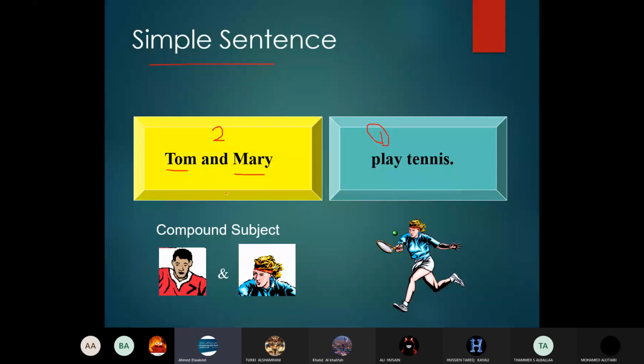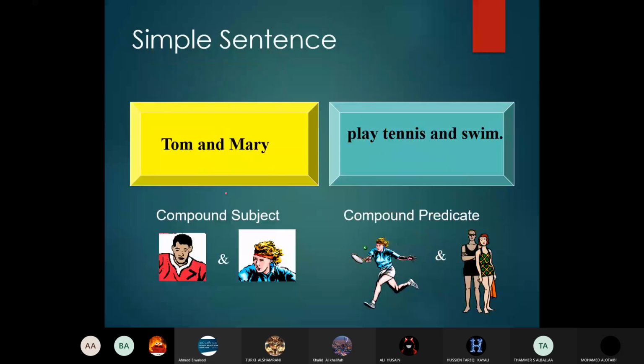What about Tom and Mary play tennis and swim in the swimming pool? So now I have, I think it's a compound sentence. I have a compound what? Not sentence. A predicate. I have a compound subject and a compound predicate. Plays and swims. It's a compound verb, still a simple sentence. What, Muhammad? It's still a simple. Yeah, still a simple, Muhammad.